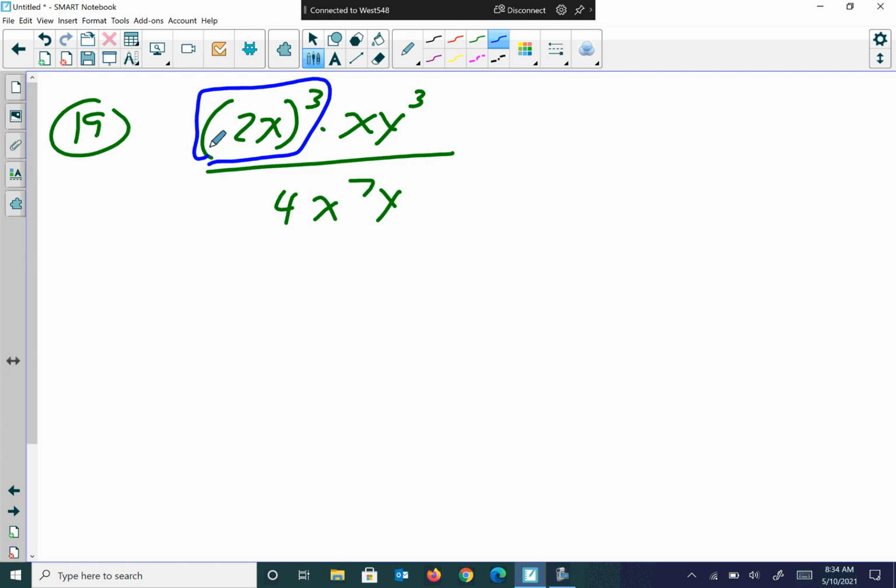I think you're thinking correctly. Let me ask you this as a class. 2x is in parentheses. It's raised to the third. So how many 2x's exist up there? 3. I have 2x, 2x, and 2x because of that.